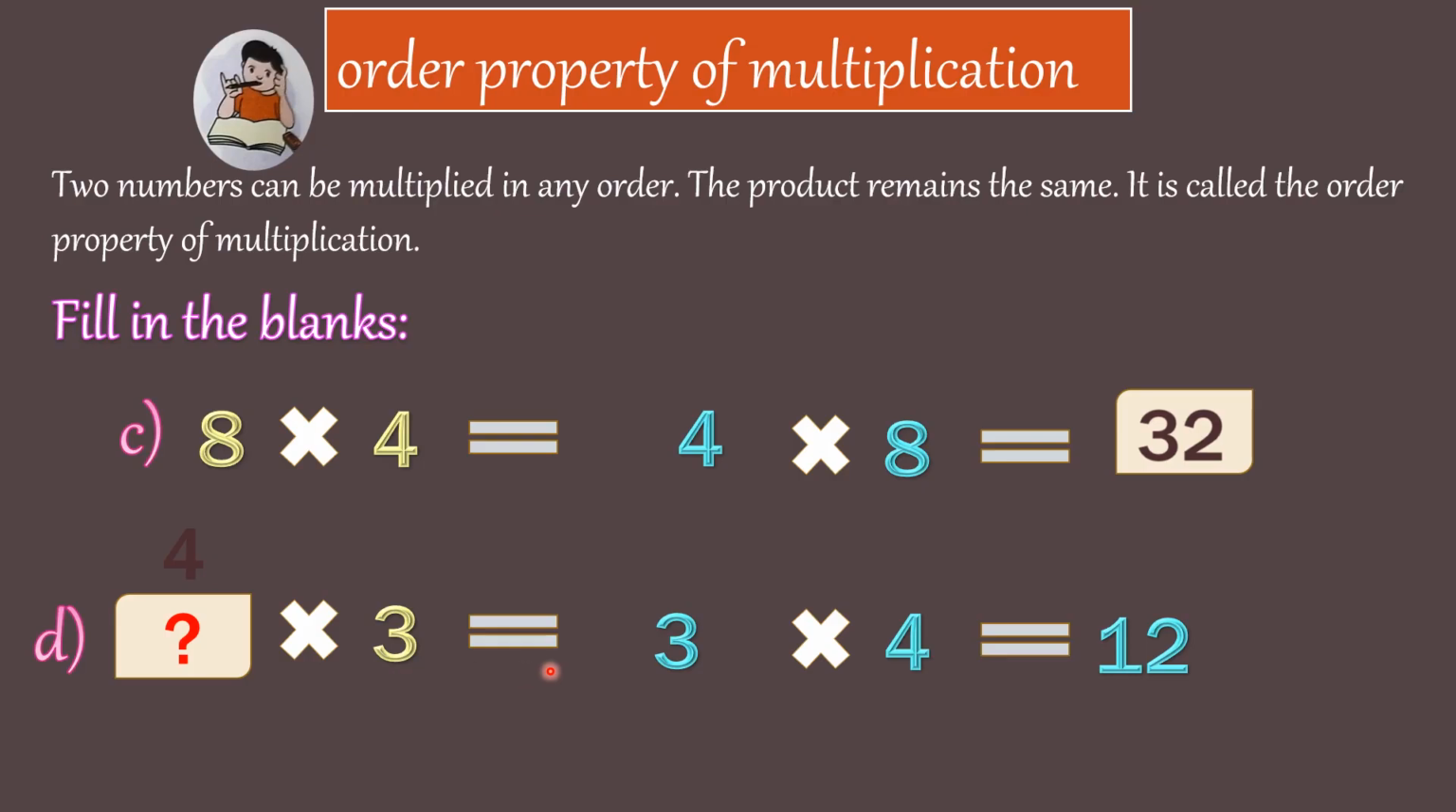Dash into 3 is equal to 3 into 4 is equal to 12. So the missing number is 4. 4 into 3 is equal to 3 into 4 is equal to 12.